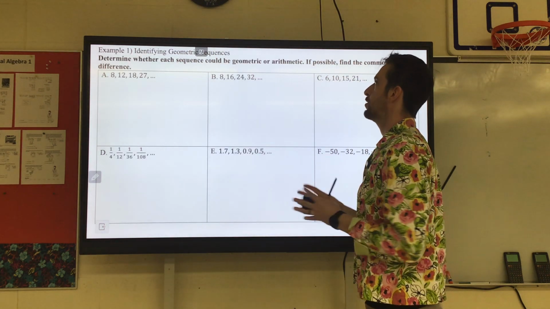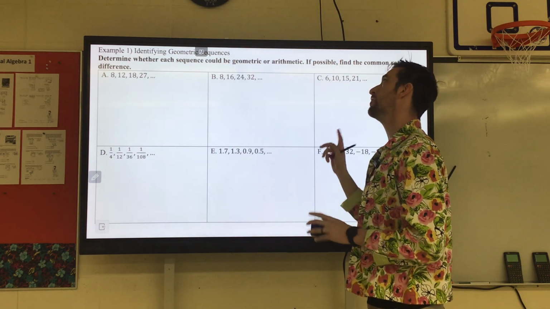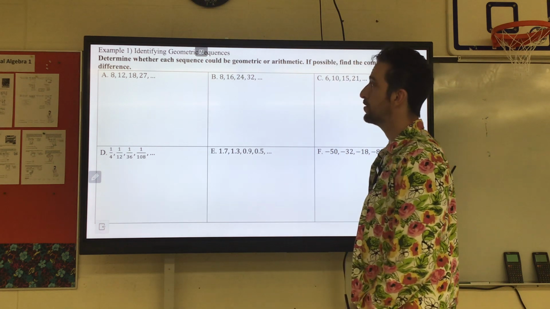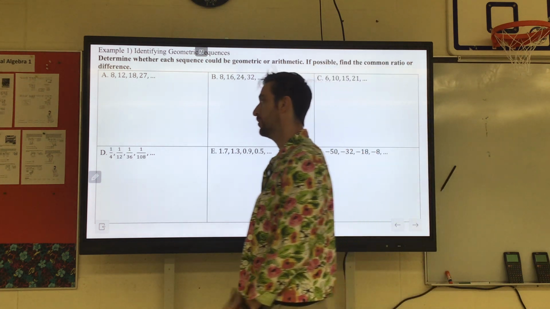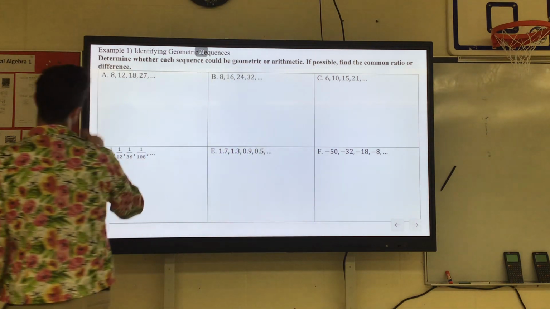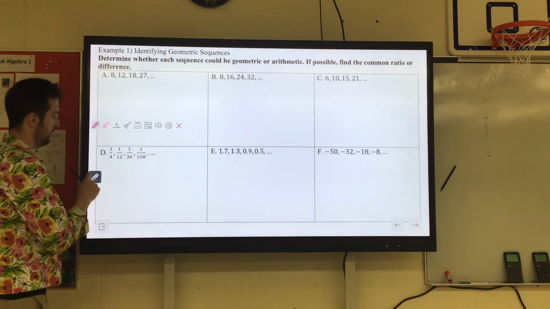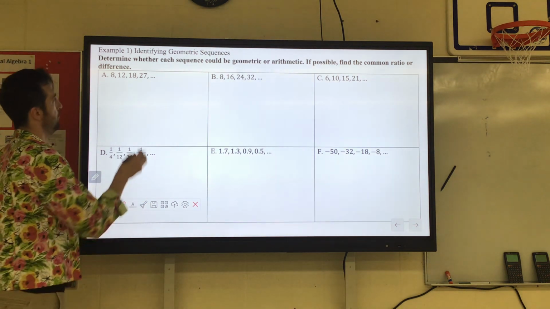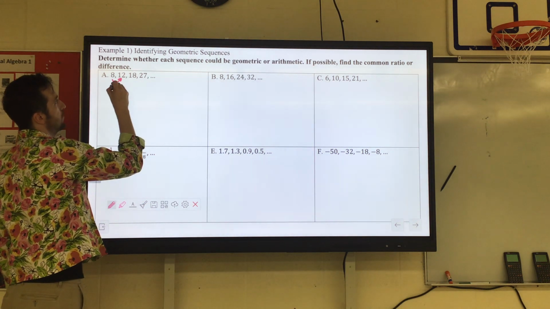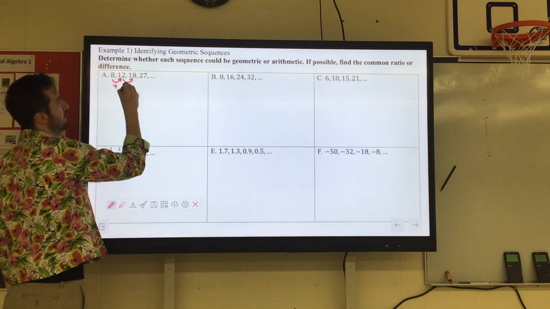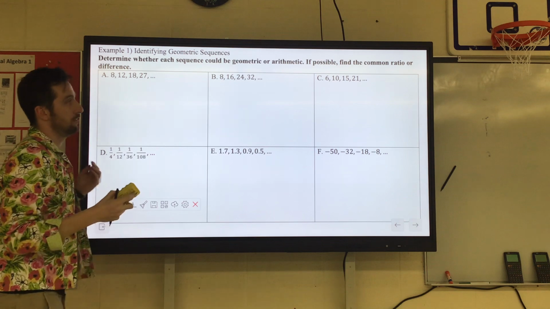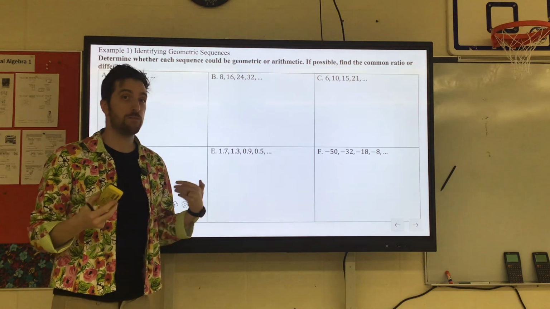So determine whether each sequence could be geometric or arithmetic or neither. If possible, find the common ratio or difference. So if I'm looking at A, first thing I would check is arithmetic. Are we adding the same number? So like 8 to 12 is up 4, but 12 to 18 is 6. So arithmetic is out. Geometric, maybe. Are we multiplying the same?